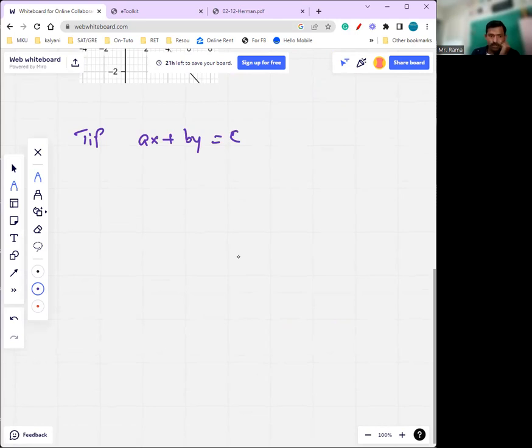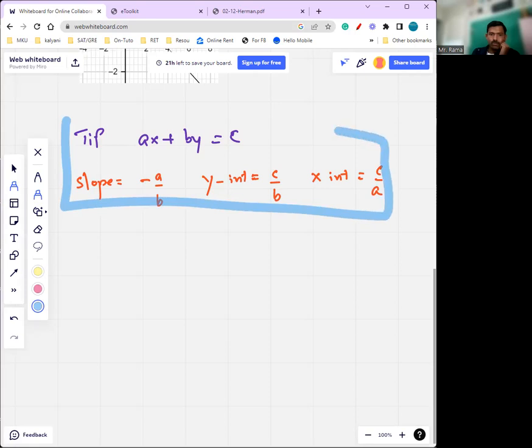Now your slope is negative a over b. Y-intercept, c over b. X-intercept, c over a. Remember these rules. This will help you so much. If you remember this, you can do these questions way faster.